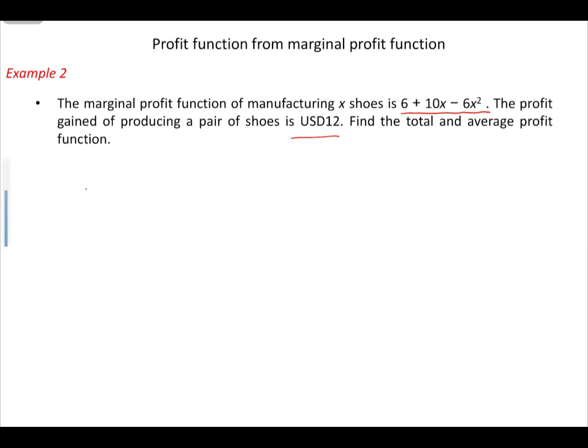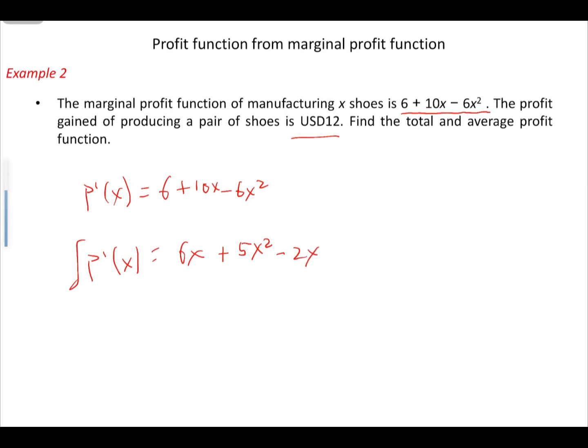So let's see something here. Our marginal profit function, which is P prime of x, you can also use MP if you are comfortable with it, is equal to 6 plus 10x minus 6x squared. As usual, when we want our total profit, we integrate P prime of x, which is equal to 6x plus 5x squared minus 2x power 3 plus K.